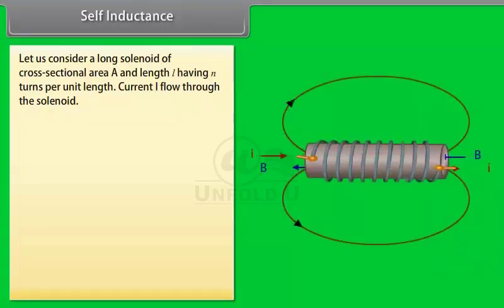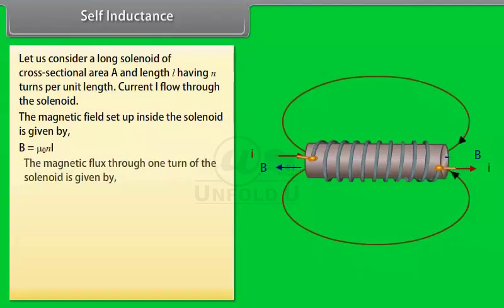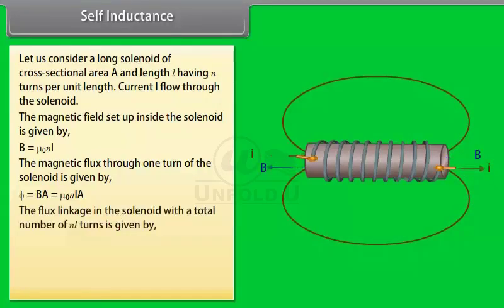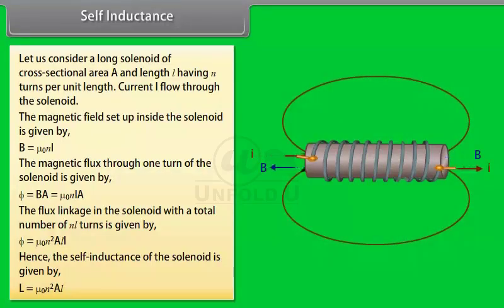Let us consider a long solenoid of cross-sectional area A and length L having N turns per unit length. Current I flows through the solenoid. The magnetic field set up inside the solenoid is given by the product of mu naught, N and I. The magnetic flux through one turn of the solenoid is given by the product of mu naught, N, I and A. The flux linkage in the solenoid with the total number of NL turns is given by mu naught N square A L I. Hence, the self-inductance of the solenoid is given by mu naught N square A L.